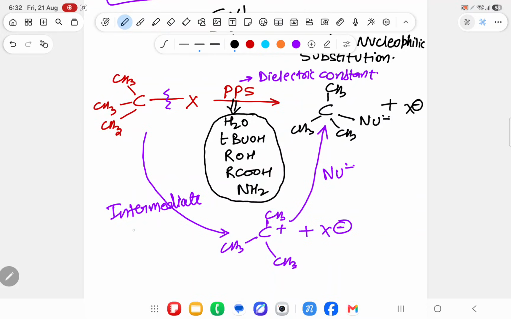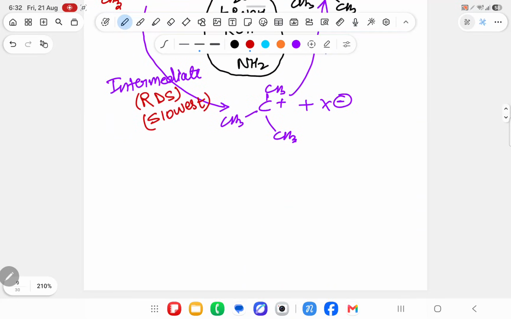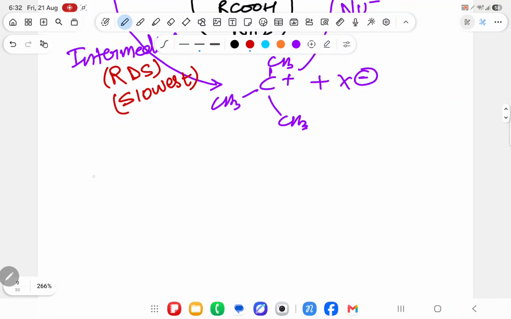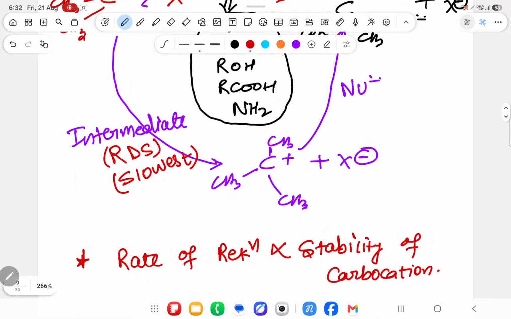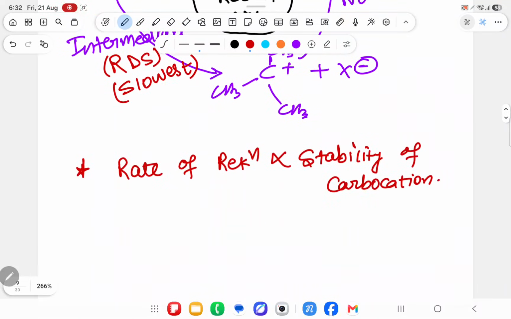The intermediate is a carbocation, and this step is known as the rate determining step because it is the slowest step. Over here, some important points you will write. The first point: rate of reaction is directly proportional to stability of carbocation, because the intermediate formed is a carbocation.